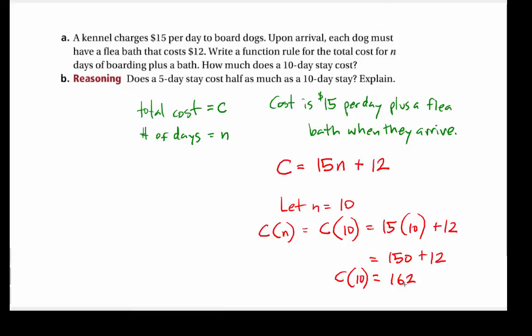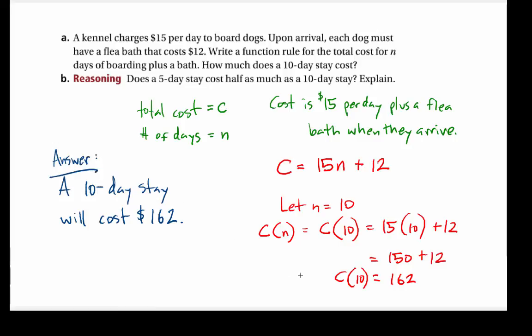Now, this is the math that I use to solve this, but what I should always do anytime I'm asked a real-world type of problem where I'm asked a question, I should go ahead and answer the question with a sentence. So I would say a 10-day stay will cost $162. This is the answer to the problem. Right here, this is not the answer to the problem. So we have to address the problem. This is where we can incorporate our units and answer the question in an appropriate way.